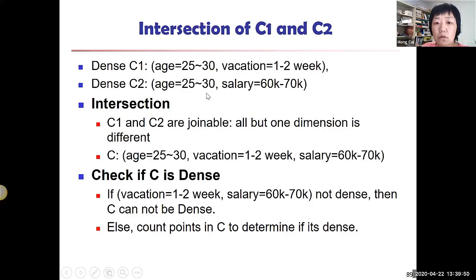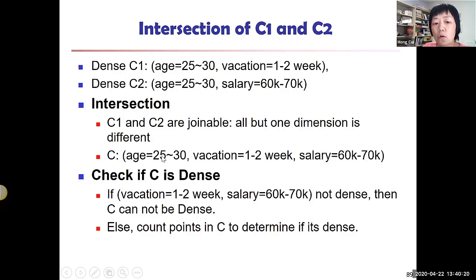So in order to decide whether C1 and C2 can form a dense cluster, we first check whether those two are mergeable, joinable: all but one dimension is different, right? That's exactly the same thing that we did when we did association rule mining. They are joinable, so we created a candidate unit, C. Now we need to decide whether C is dense.